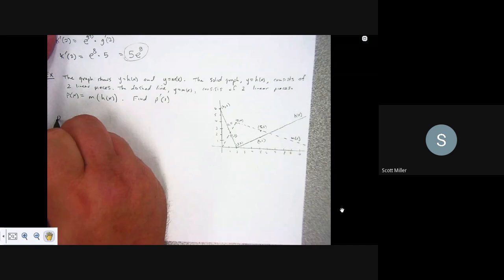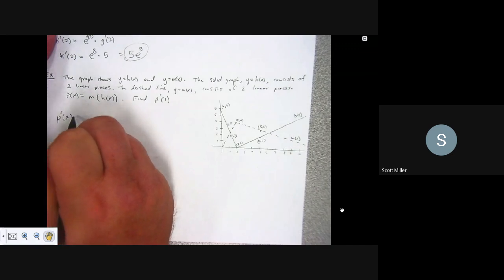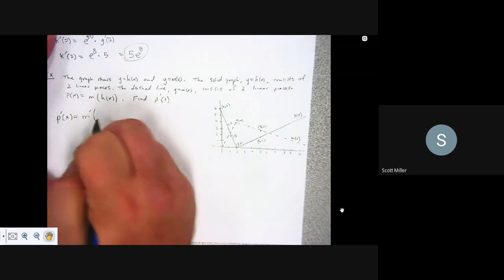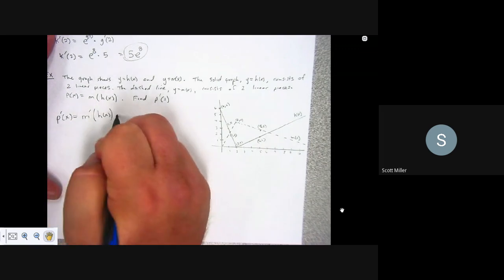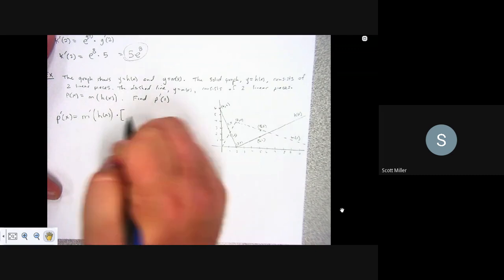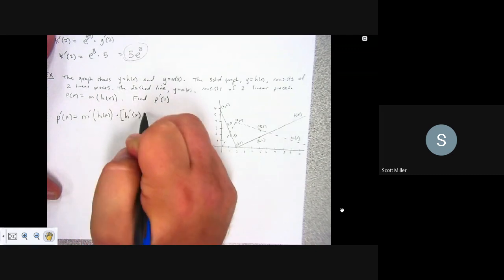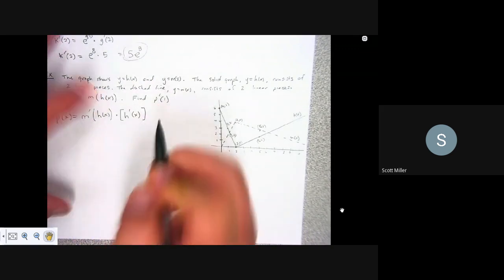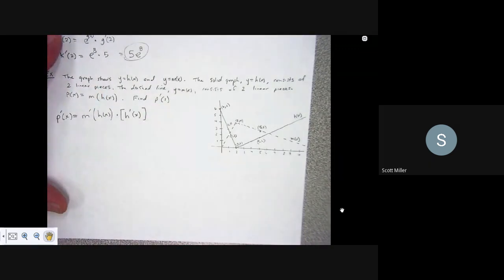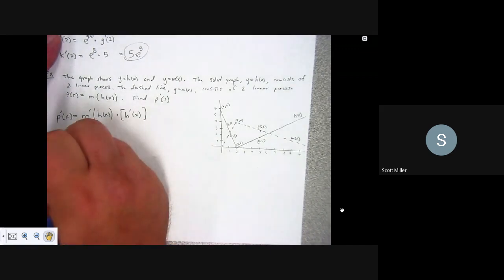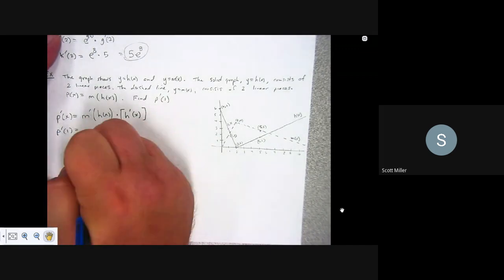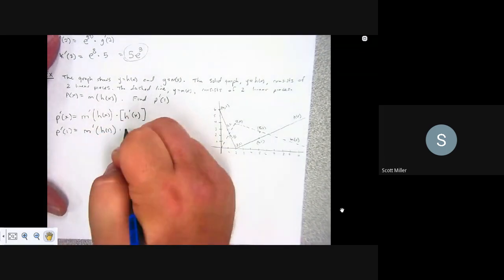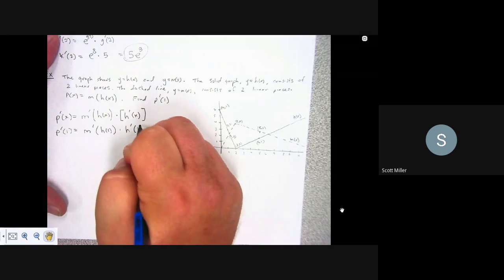So to do that, we have to first find p prime. This is the chain rule, so it is the derivative of m at h of x times the derivative of the inside function, which is h prime of x, dx/dx, because you take the derivative of that part in there too, which is just dx/dx. So there is my derivative. So what is p prime at 1? It is m prime at h of 1 times h prime at 1.